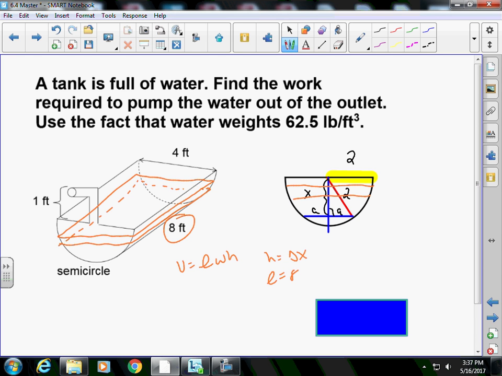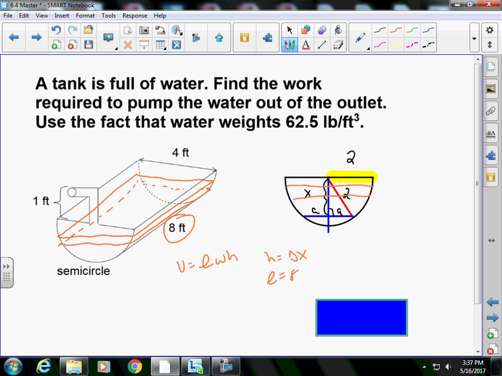But the good thing is it's a semicircle. So if it's a semicircle, the radius is 4. I know I have a diameter, which I have highlighted in yellow, is 2. If I drop another diameter down, it's also 2. And then I have a triangle, and I have a height of x, and I have this h I need to find.